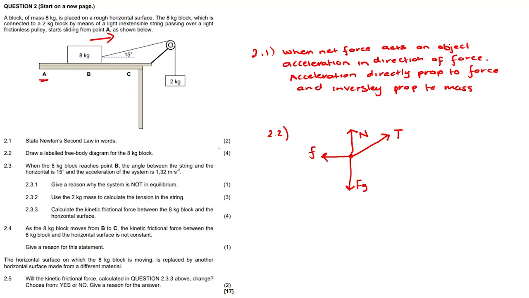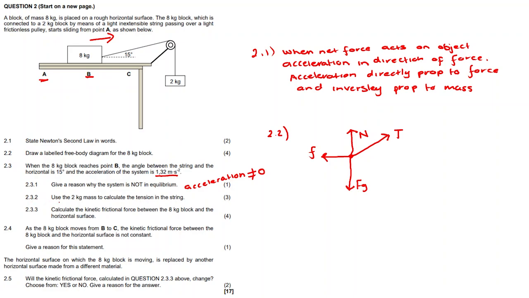Question 2.3. When the 8 kg block reaches point B, being here, the angle between the string and the horizontal is 15 degrees, and the acceleration of the system is 1.32 meters per second squared. Question 2.3.1. Give a reason why the system is not in equilibrium. They say that the acceleration is 1.32 meters per second squared. Therefore, the system is not in equilibrium as the acceleration is not zero. That just means acceleration is not equal to zero.